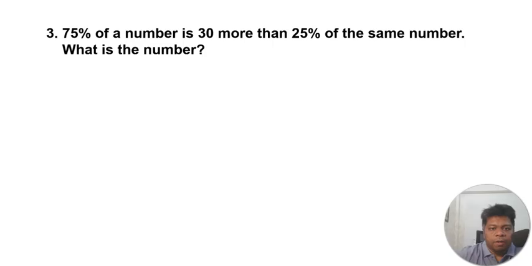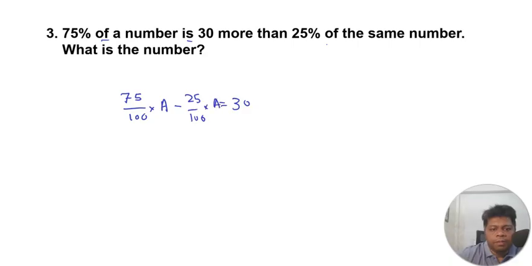75% of a number is 30 more than 25% of the same number. What is that number? So 75% of a number, I have to write the 75% this way. "Of a number" means multiplication. Okay, remember this. And "30 more than", so I will put 30 more than, as it is told, so it will be minus 25%, 25 by 100 of the same number.